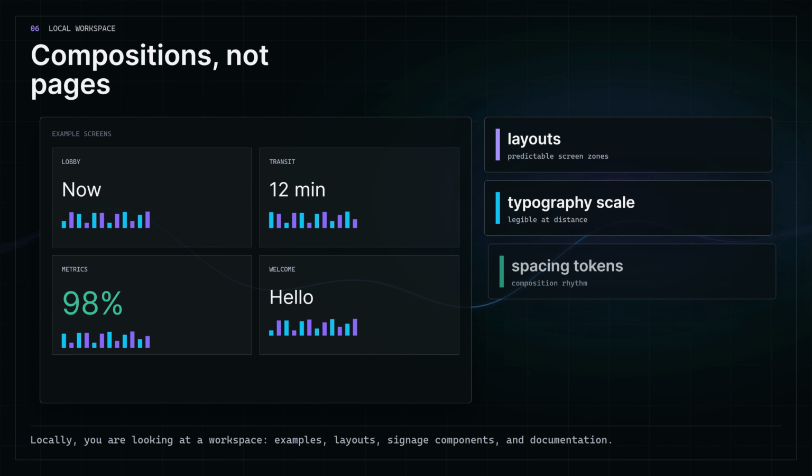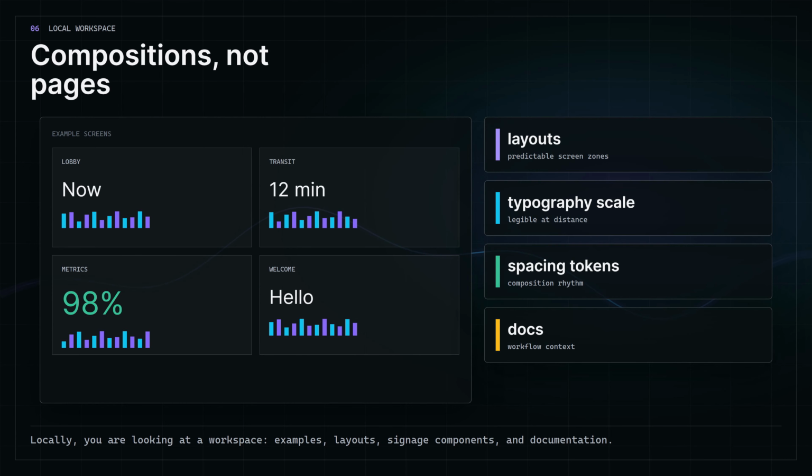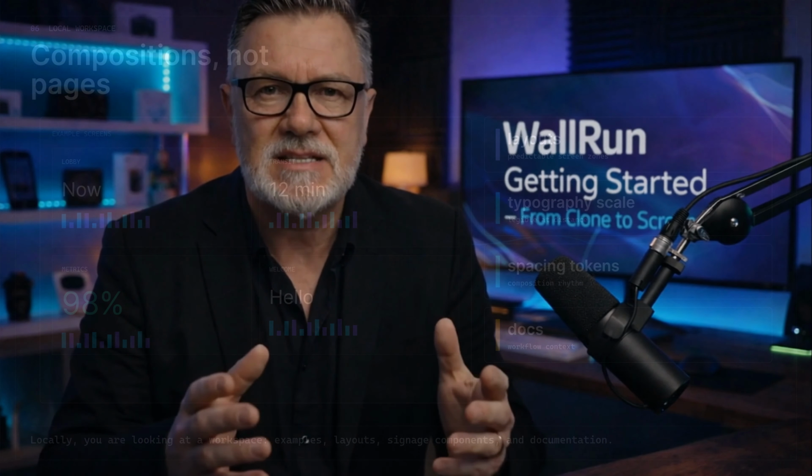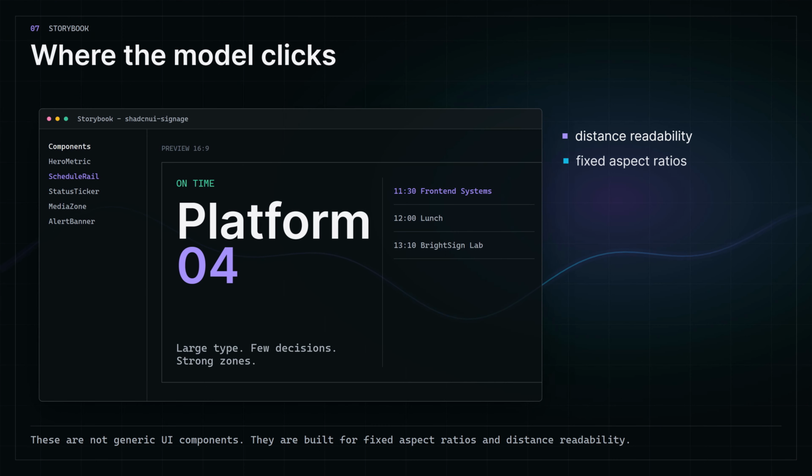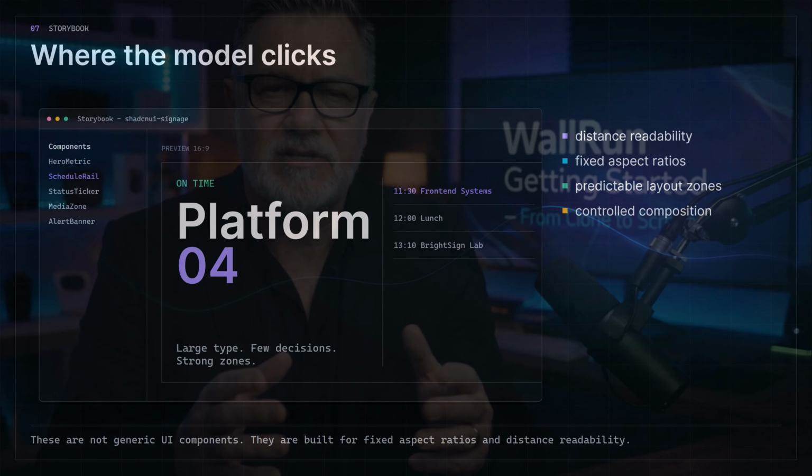You have example screens, layouts, and a set of components designed specifically for signage. This is where the mental model starts to shift. You stop thinking in pages. You start thinking in compositions. If you want to understand that properly, the next step is Storybook. This is where things really click, because these are not generic UI components. They are designed for distance readability, fixed aspect ratios, and controlled layouts. This is not responsive design. It is deliberate composition, large type, clear hierarchy, predictable structure, all the things that matter when your user is 10 feet away and not particularly interested.